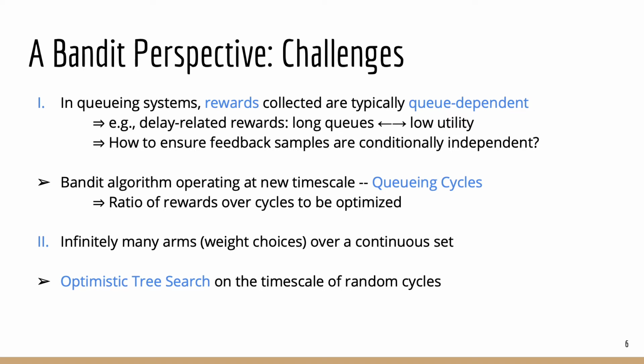The second challenge is that we have infinitely many arms, or say weight choices, over a continuous set. So instead of using classical bandit algorithms designed for discrete arms like ETC or UCB, we will apply the optimistic tree search approach, but on the timescale of random cycles. We will discuss the two challenges respectively in the following slides.